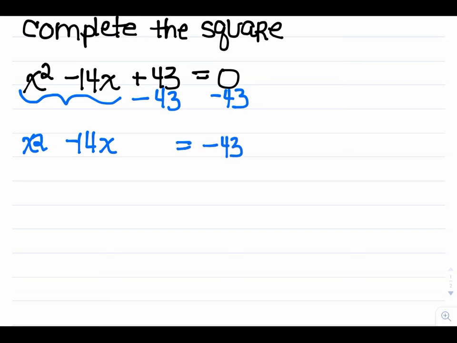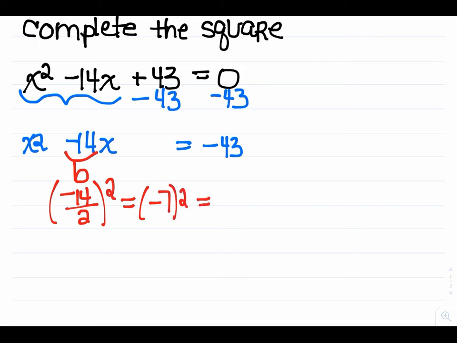Now for the formula part of completing the square. I'm going to take the b term, which is the number in front of x, in this case it's negative 14, divide it by 2 and square it. Gives me negative 7 squared, or 49.